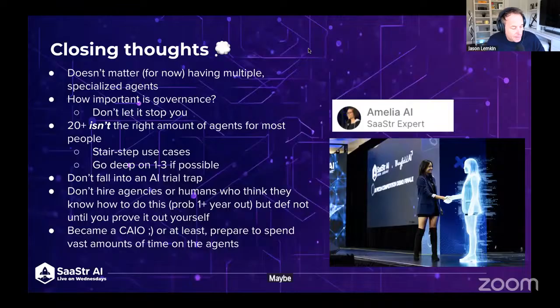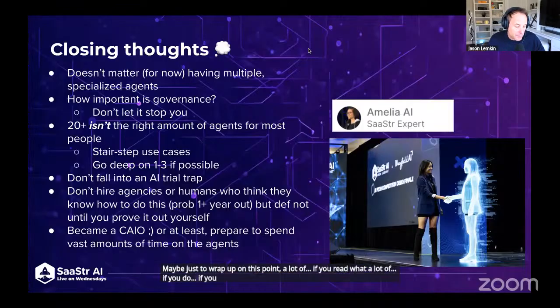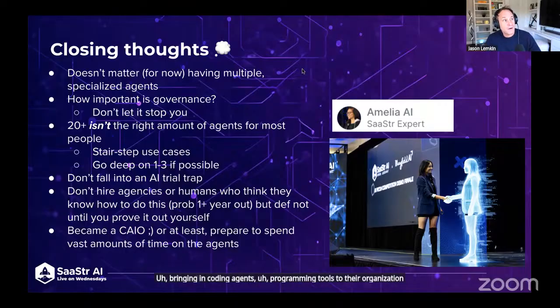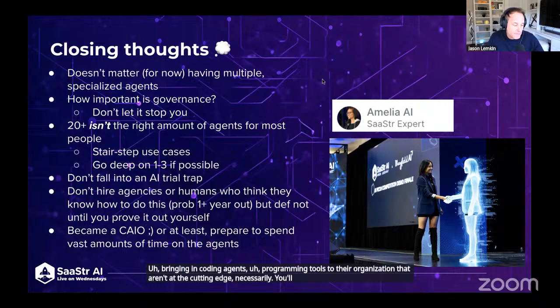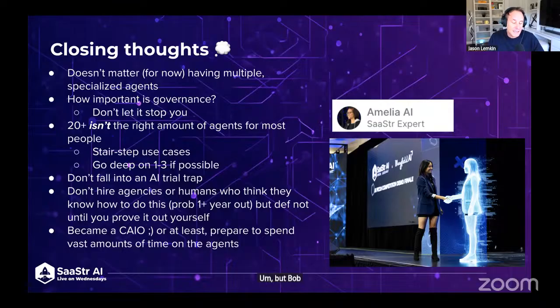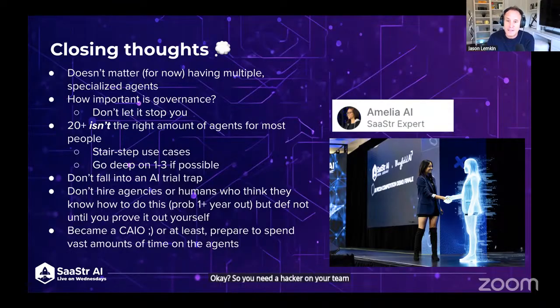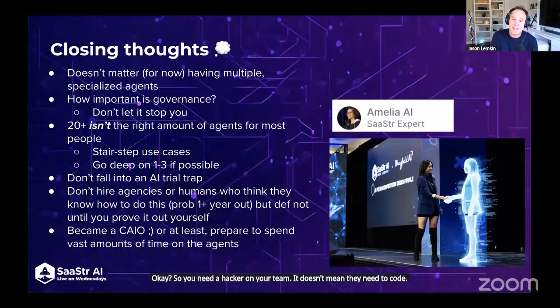Maybe just to wrap up on this point, if you listen to deep dives from a lot of folks that are deep on AI, GTM, sales, bringing in coding agents and programming tools to their organization that aren't necessarily at the cutting edge, you'll hear some variant of this story. Bob or Linda on my team was just really passionate about it, and she got everybody going. So you need a hacker on your team. It doesn't mean they need to code. It means they're like, oh, I haven't tried Replit or Gamma. I want to go do it.